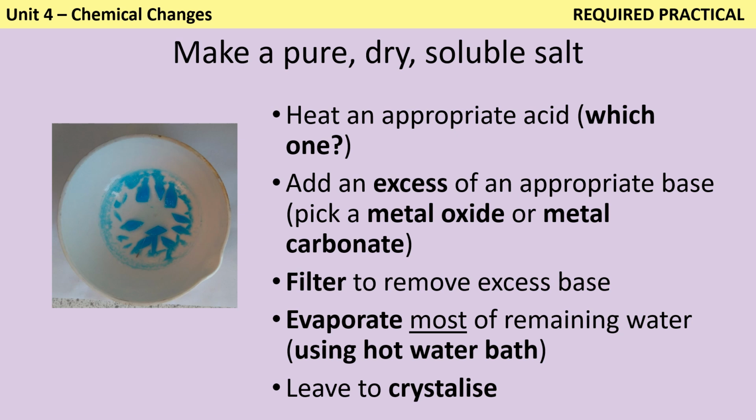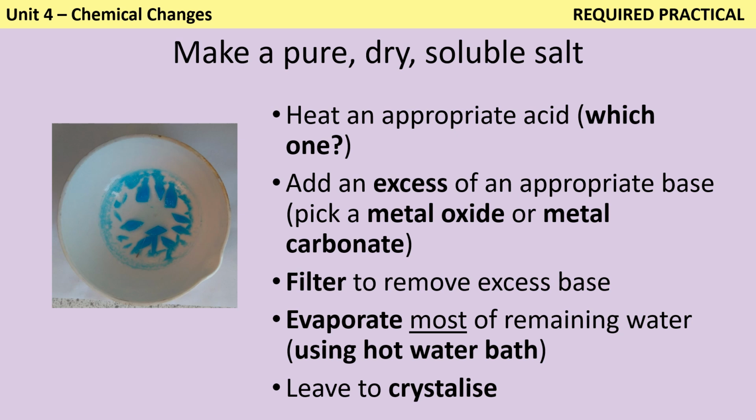We're then going to evaporate the solution gently using a hot water bath. We can't use a Bunsen burner because this is too hot, it's too vigorous, and so that's not credit-worthy. And we're going to heat it and evaporate the solution until most of the water is gone, but not all of it. Because if we did, we would get boring white powder, what we call anhydrous copper sulfate, rather than our nice blue crystals.